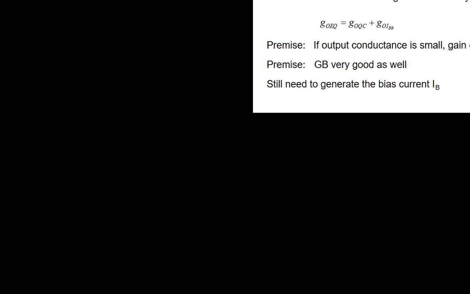The premise is the transconductance gain has been increased by the mirror gain. It has. So GM equivalent is going to be M times GM1 over 2. The GM1 over 2 because we're putting differential excitations in. If the output conductance is small, then the gain can be very high. The GB is very good in this structure as well, it appears. We still need to generate the bias current. Let's not worry about that right now.